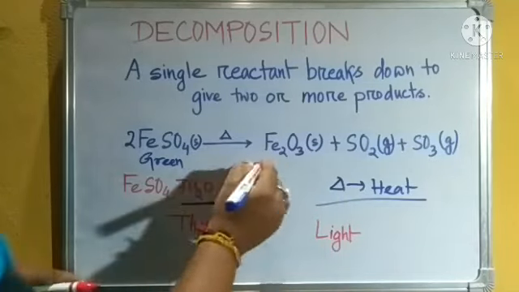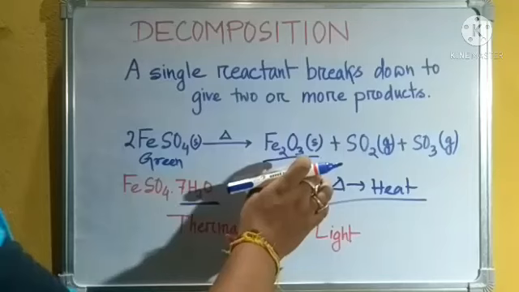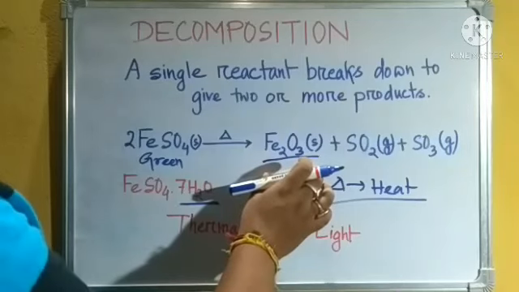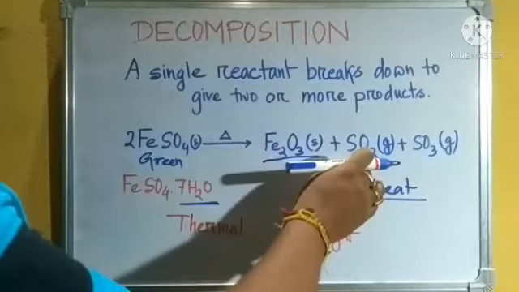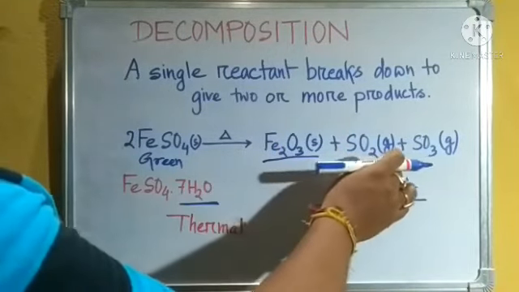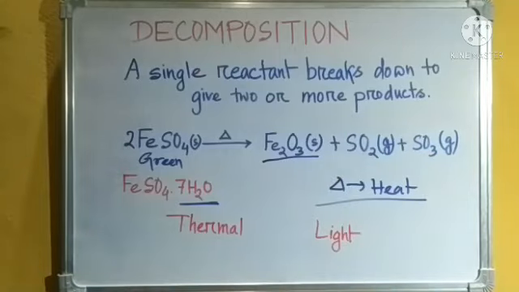This is the first product. We have already seen this product: it is ferric oxide, and I have already told you that oxides of metals generally exist in solid form. So this is solid, and this is sulfur dioxide, which exists as a gas, and this is sulfur trioxide, which is also in gaseous form. This is the first example given in your book.